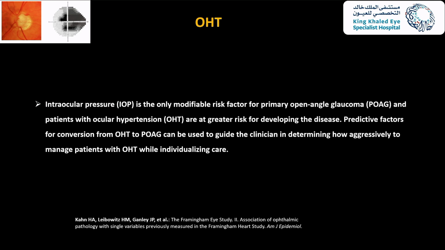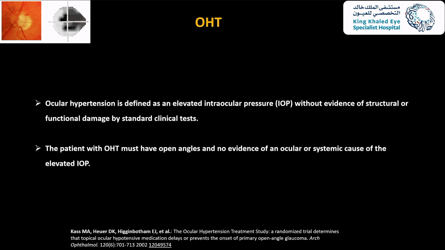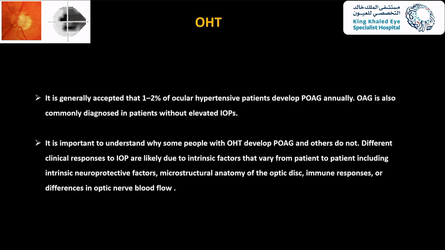As we said, the definition of ocular hypertension is high pressure, normal disc, normal visual field, and normal OCT. Usually 1 to 2% of ocular hypertension patients develop primary open-angle glaucoma annually. Sometimes you bring the patient to the clinic even with lower pressure, you find the patient in the next visit has higher pressure, and then you diagnose the patient.